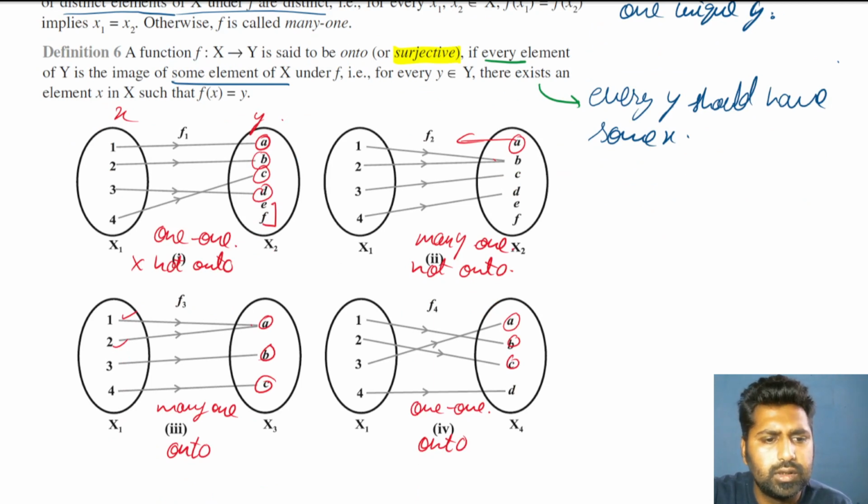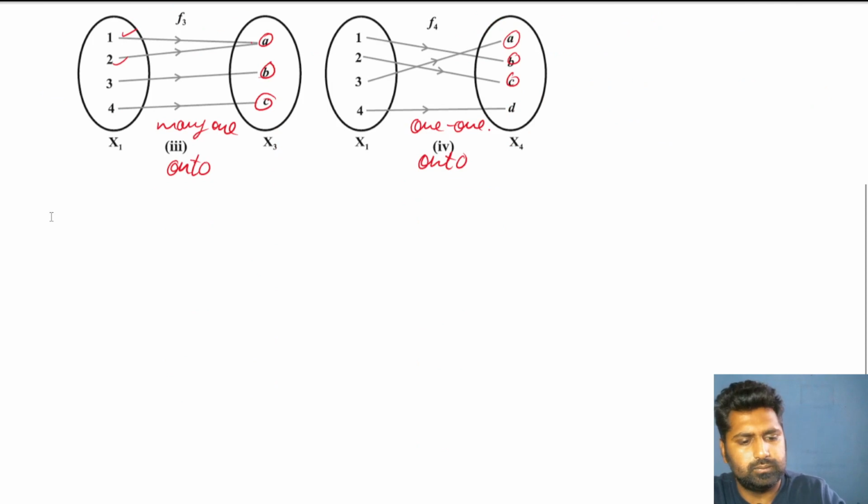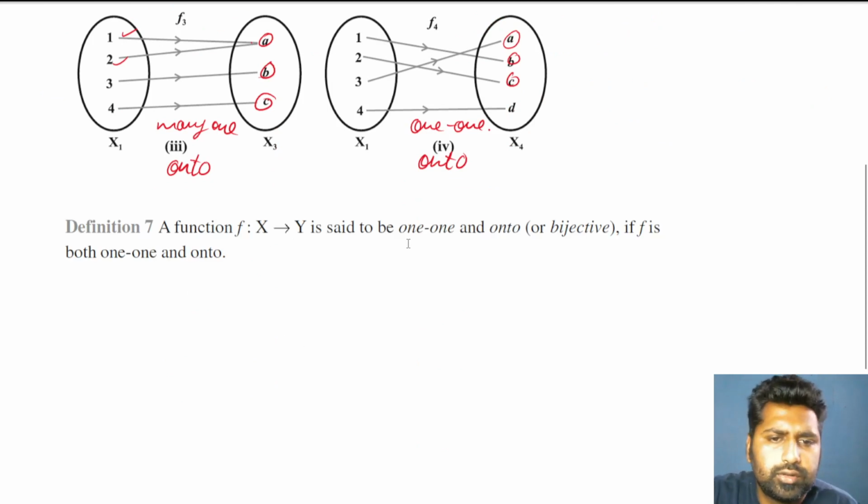Okay, I'll give you the definition also. Bijection or bijective functions. All right, so it is a function which is 1 1 and onto, or known as bijective. Okay, all right, let's now understand from the questions.